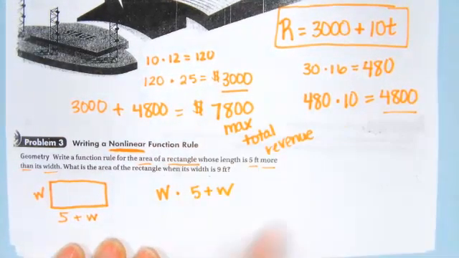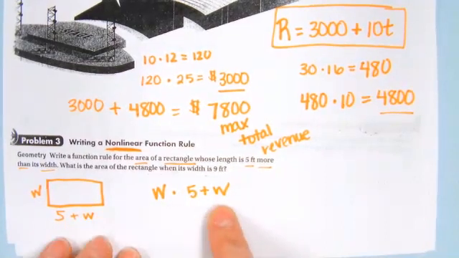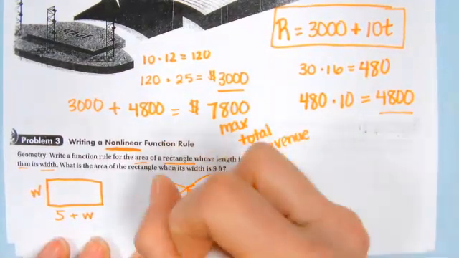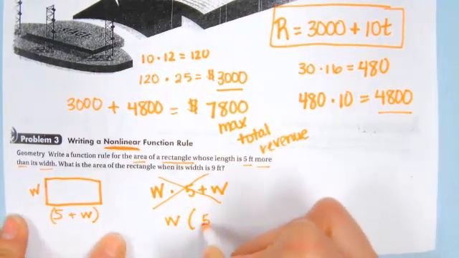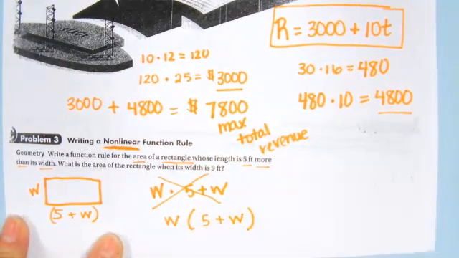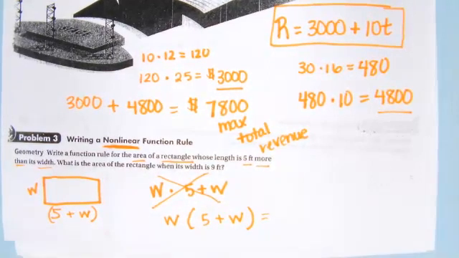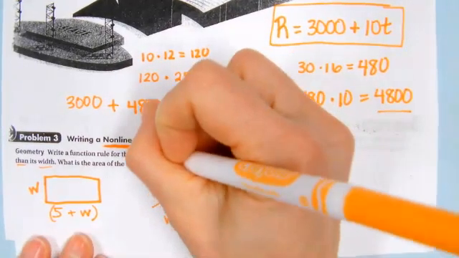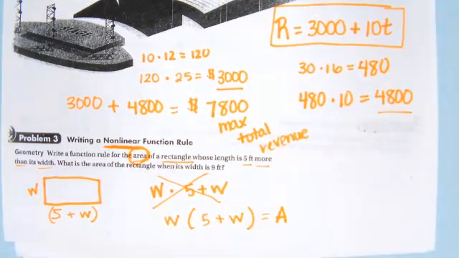Don't write that down. You cannot do that. Why not? Because you have 2 variables. You have 2 terms. They're 2 variables. You have to do this. This is not right. You have to times by the whole quantity. You got to do W times 5 plus W, like that. All right? Equals, now remember, we're writing the function rule, so that means it's got to equal something. What are we trying to figure out? Area. Okay, equals area. This is the function rule.